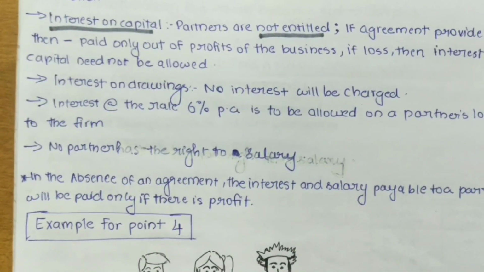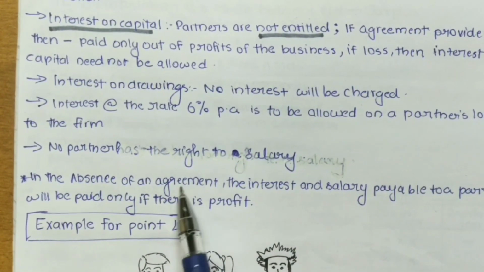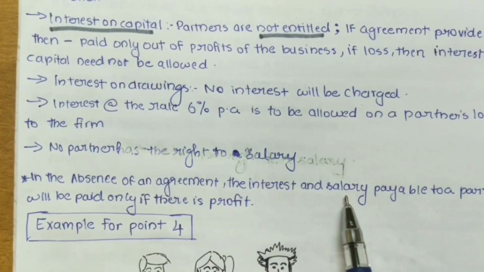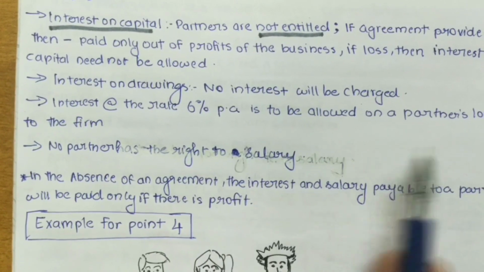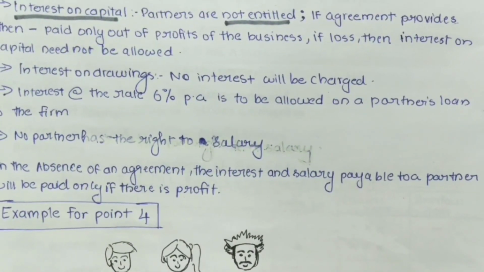In the absence of an agreement, if interest and salary is to be paid to a partner, it should only be paid from the profit. That is the other point you have to keep in your mind.